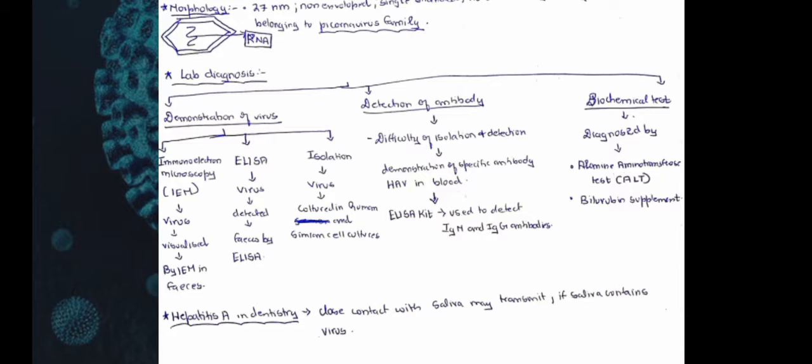Coming on to the detection of antibody, though isolation and detection are difficult, demonstration of specific antibody of hepatitis A virus in the blood is done, and there are special ELISA kits used to detect the IgM and IgG antibodies. Coming on to the biochemical test, it is diagnosed by the presence of the alanine aminotransferase test, that is the ALT test, and the bilirubin levels.